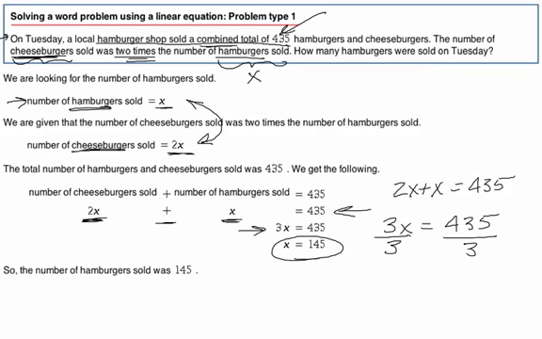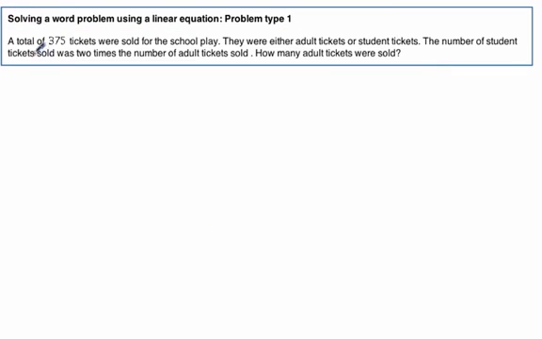So let's look at another example. Here we've got a total of 375 tickets. They were sold at a school play. Alright, so we know we're going to add some things up to get 375. What are the things we're going to add up? There were either adult tickets or student tickets. Okay, so now we know we're going to get adult tickets and student tickets. The number of student tickets sold was 2 times the number of adult tickets sold.